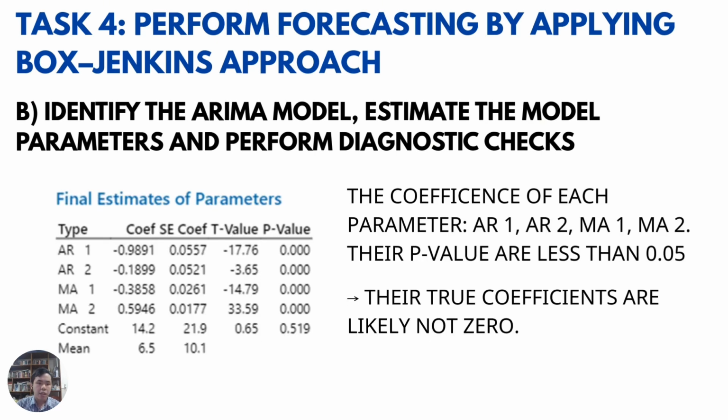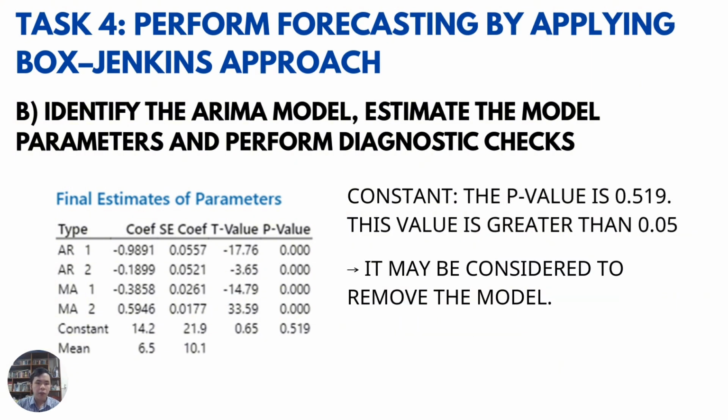To estimate the model parameters, this is the figure of the parameters. We can see the coefficient of each parameter: the autoregressive 1, 2, and the moving average 1, 2, and the constant. We can see that the p-value for these four autoregressive and moving average terms is 0. So we can reject the null hypothesis, meaning the true coefficient is not likely 0. But the p-value of the constant is about 0.5, bigger than 0.05. This means we cannot reject the null for the constant coefficient and it can be removed from the model.